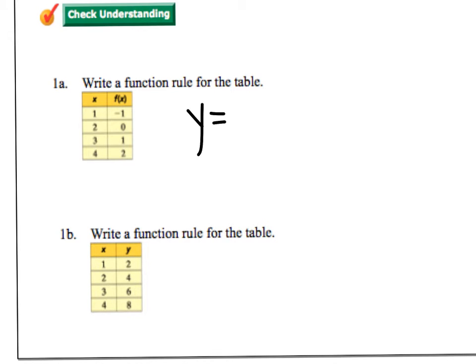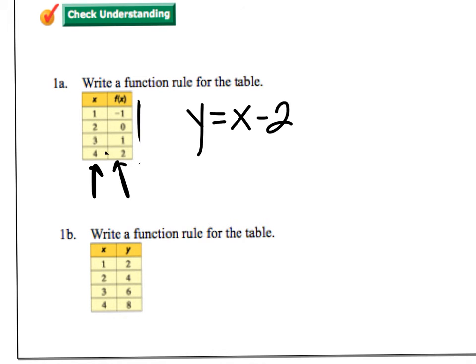Most function rules begin with y equals. And I'm multiplying something or subtracting something from my x value to get this y value. And you have to kind of use logic here. If I had an x value like 1, how did I end up with a negative 1? If I had an x value of 2, how did I end up with 0? Well, maybe you see the difference between these is 2. So whatever x value you have, if you take away 2, you should end up with your y value.